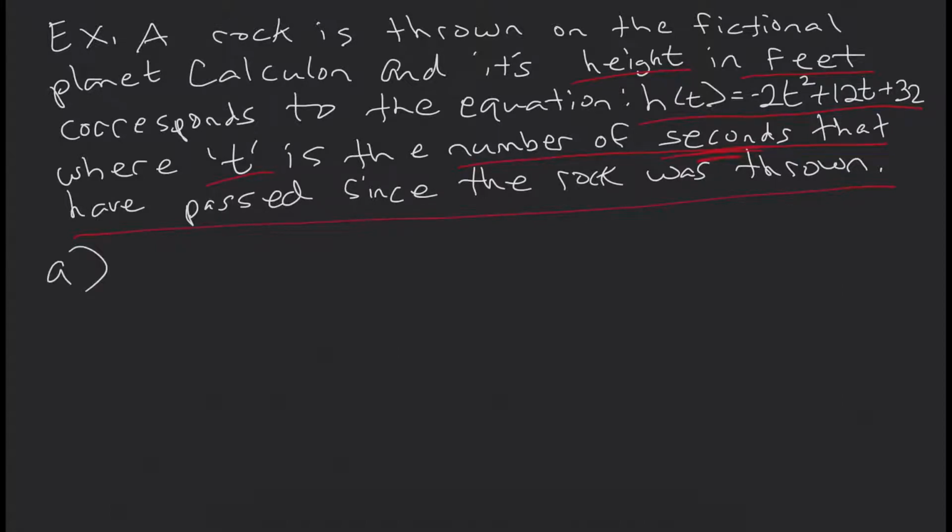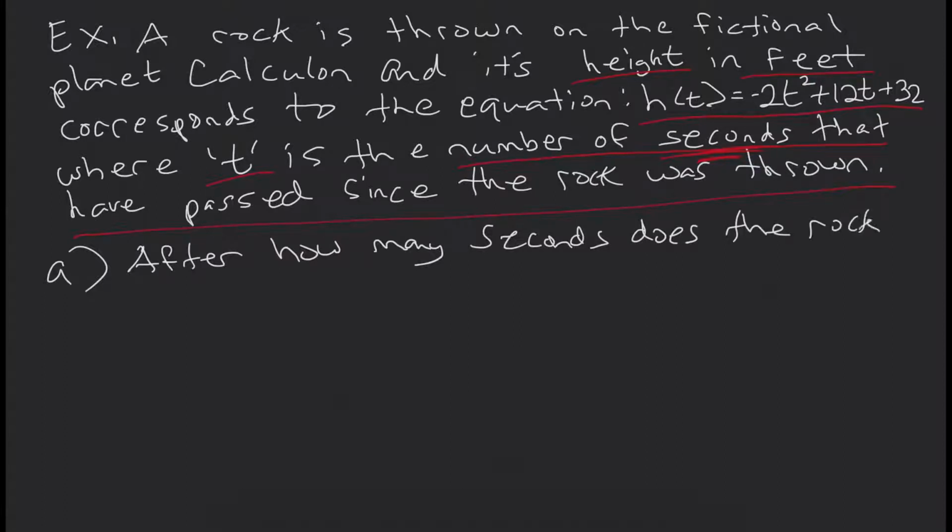Okay, so let's ask a question then. Let's say part A, after how many seconds does the rock reach its highest point? This is very similar to the problems we were working on in the previous section. I'm really just asking for the local max here. I'm telling you the rock's being thrown upward, and I want you to figure out when we get to that highest point on the trajectory of this rock.